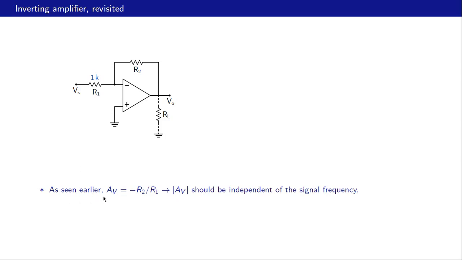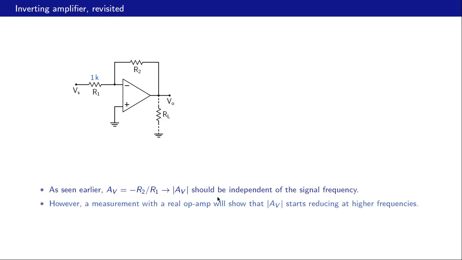As we have seen earlier, the voltage gain for this amplifier is minus R2 by R1, and we expect the gain to be independent of the signal frequency. But that does not happen in real life. A measurement with a real op amp shows that the gain starts reducing at higher frequencies, and let us see how.